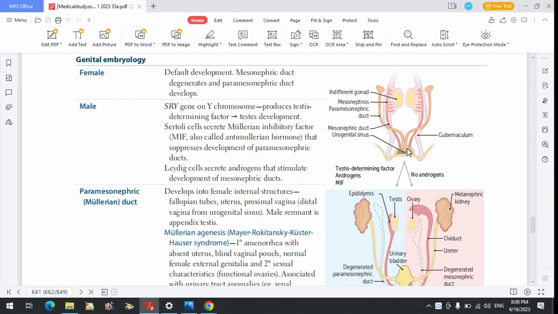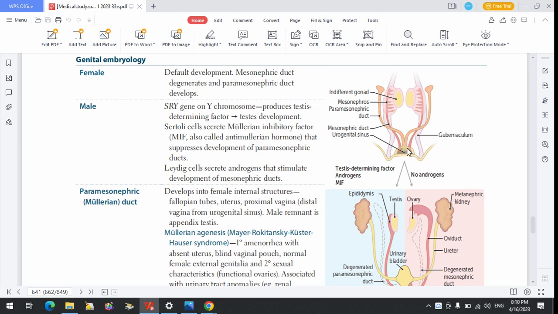What are the internal duct structures in females? The fallopian tube, number 1. The uterus, number 2. The cervix, number 3. Then the proximal vagina, number 4. Those are the 4 things. The fallopian tubes will lead to the uterus, which leads to the cervix, which leads to the proximal vagina.